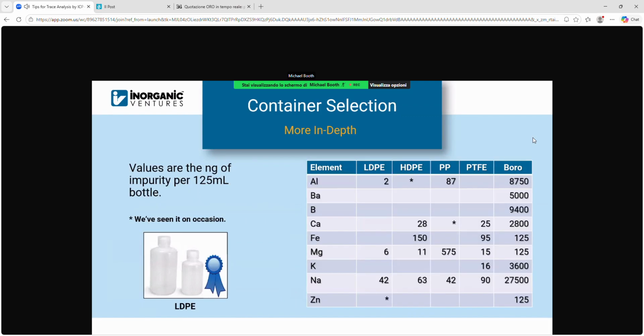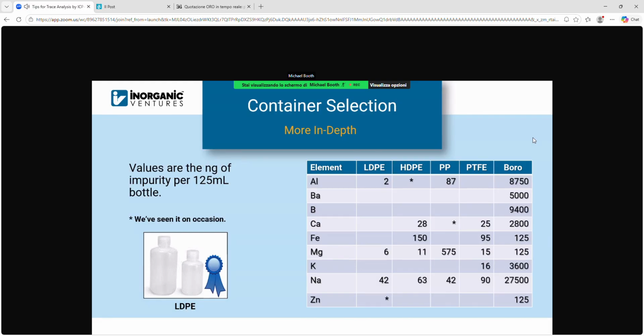This next slide goes into kind of what contaminations you can expect to see. And this table is all broken down on the nanograms of impurity per a 125 ml bottle. So LDPE has our blue ribbon here because it is our top choice. It comes out a little bit cleaner out of the box, and you can leach it out really, really well. But here are some of the levels of contamination you can expect with these bottles. So LDPE, you're going to expect to see a little bit of aluminum, magnesium, sodium. Again, you can leach these containers and get them very, very clean.